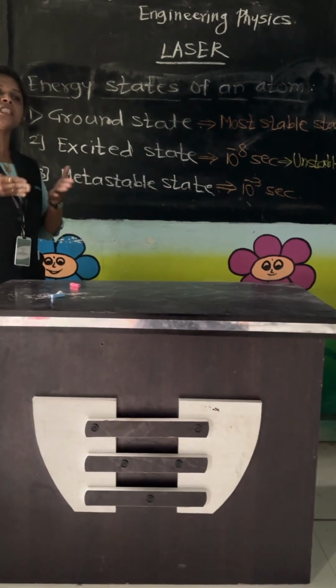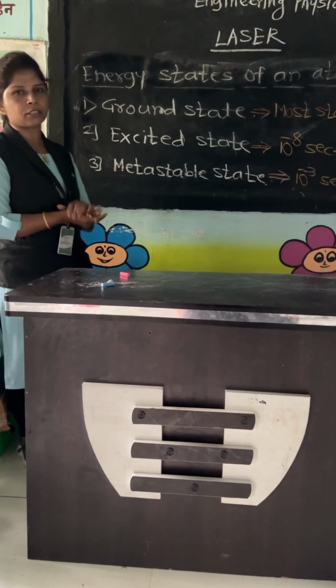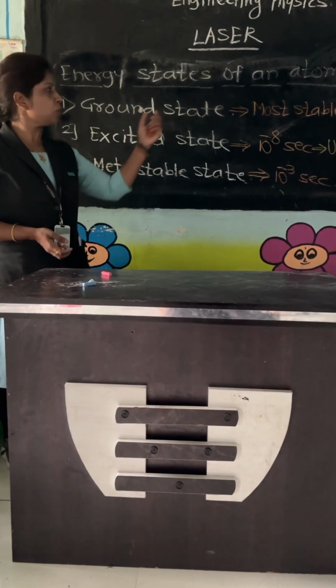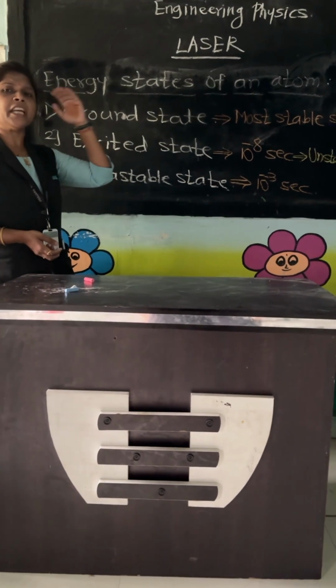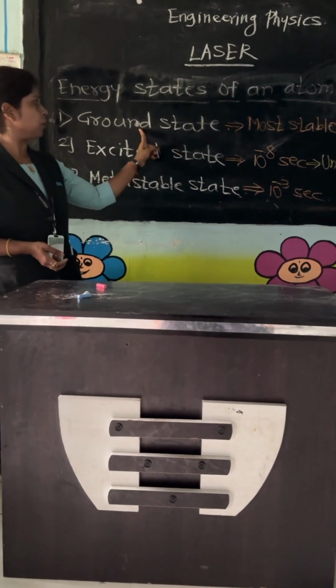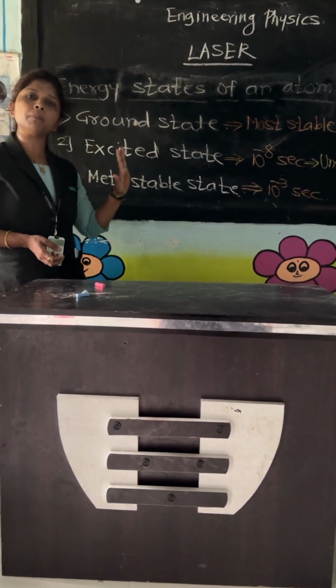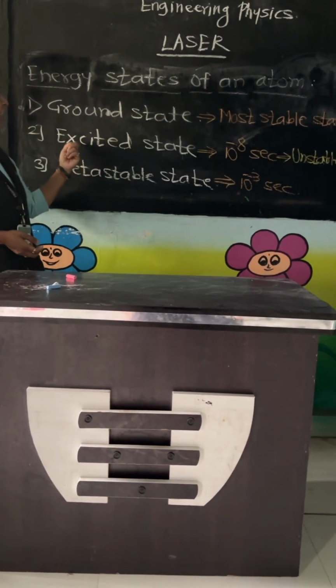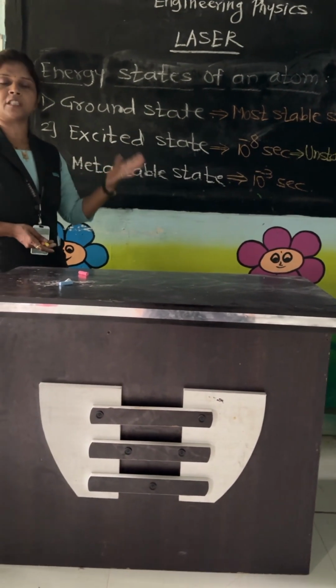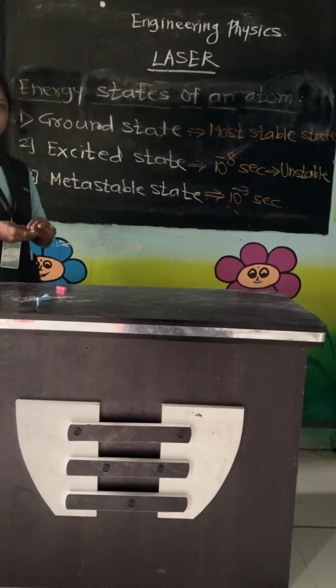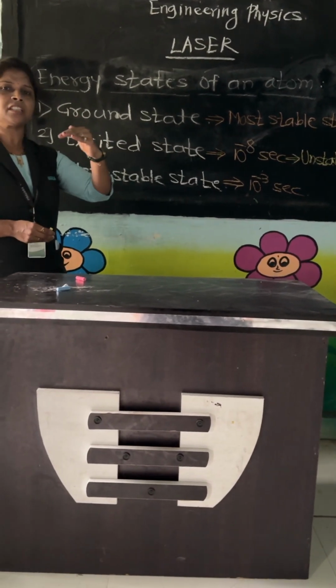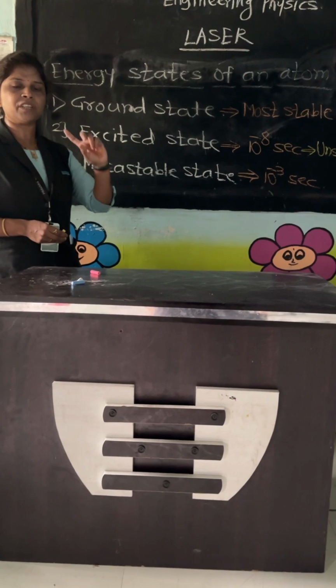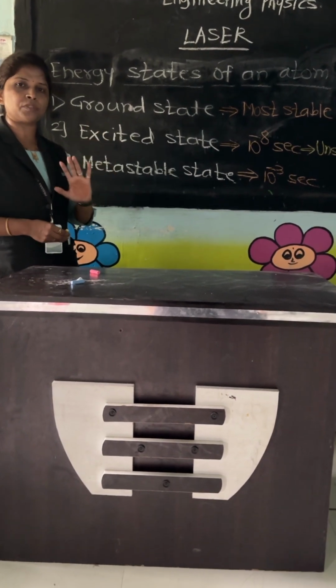It is the lowest possible state for that atom. Thus it is the most stable state, and hence any atom can remain in the ground state for an unlimited period of time. Now the second one is the excited state. The excited state is a higher energy state than the ground state.